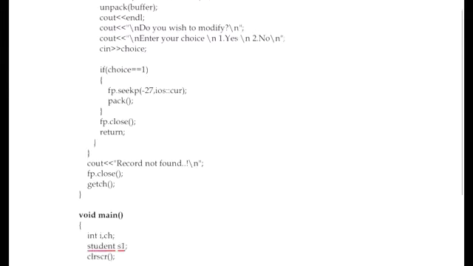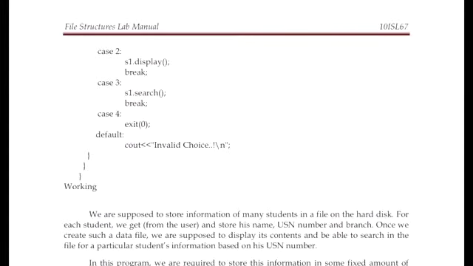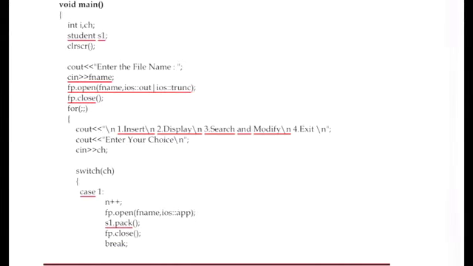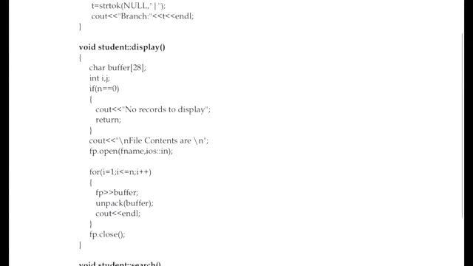The second option is to display the contents of the file. Going to the display function, initially n will be 0, that is, no records will be there. So it will check if n is equal to 0, then it will display no records to display. As we call the pack function, the n will be incremented.